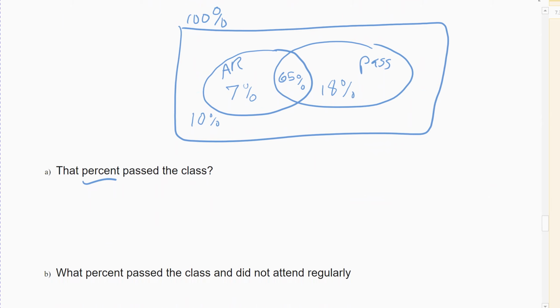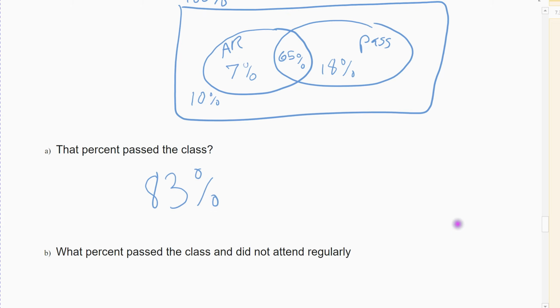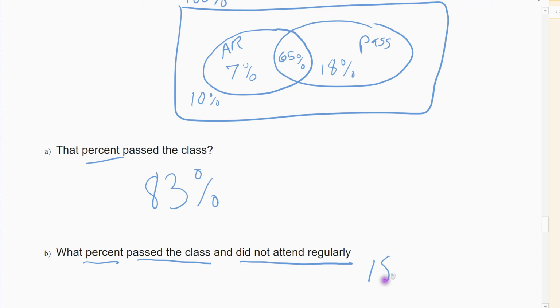All right, what percent passed the class? So again, I'm just going to write the percent, since I'm not asking for probability. Well, if they passed the class, that would be this group, and you can either add this together, or we know 17% didn't pass the class, so I take 17% away from 100, and so that means 83% passed the class. What percent passed the class and did not attend regularly? So they passed the class, but they didn't show up regularly. Well, that's that last one we found, this 18%, they passed the class, but did not attend regularly, so 18%.